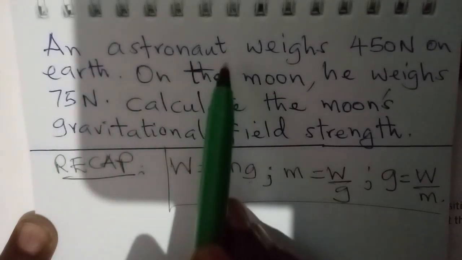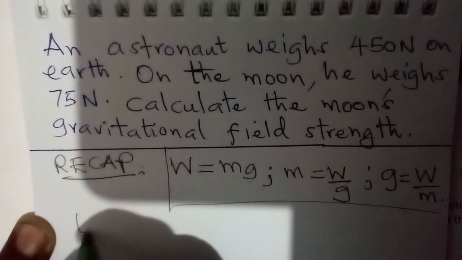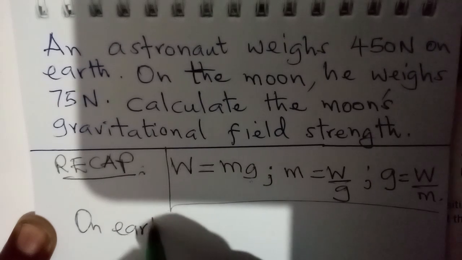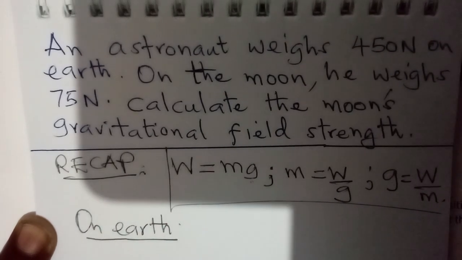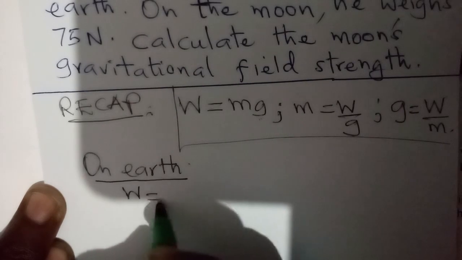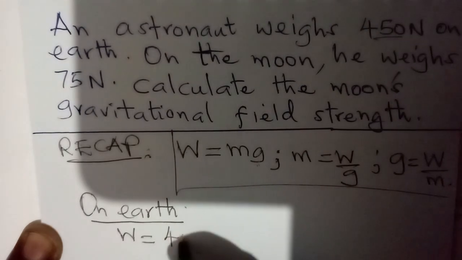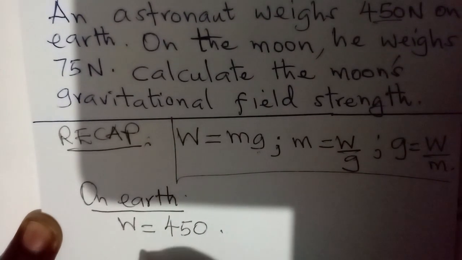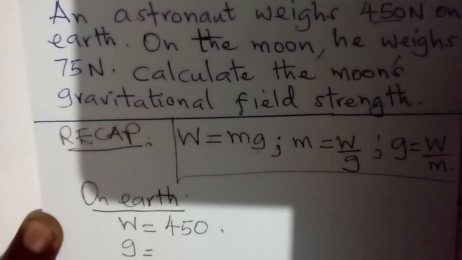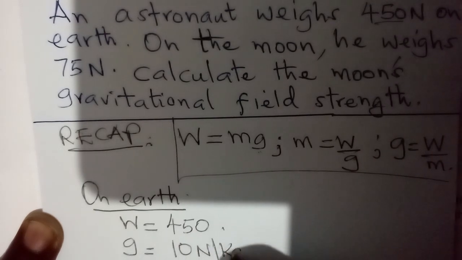Now, how can we find the mass of the astronaut if we have the weight and we know the gravitational field strength of the Earth? Now, on Earth, the weight of the astronaut is 450 Newton. What is the gravitational field strength on Earth? The gravitational field strength on Earth is 10 Newton per kilogram.